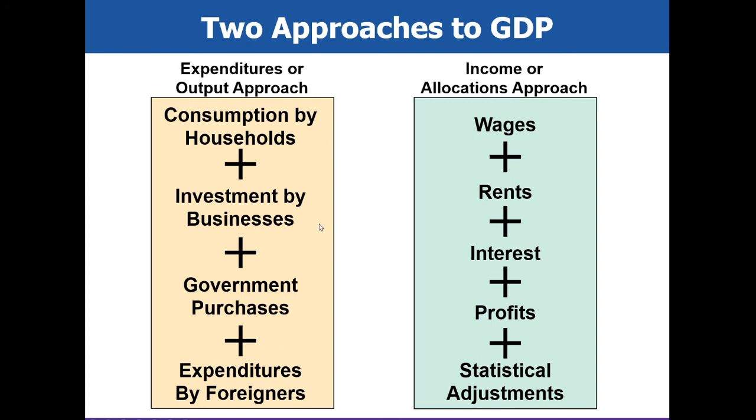Also, you could look at this as the upper half of a circular flow diagram, and this is the resource market. This one goes through the product market, this goes through the resource market, right? But both of them equal GDP.